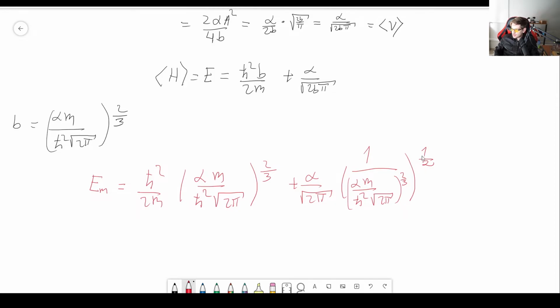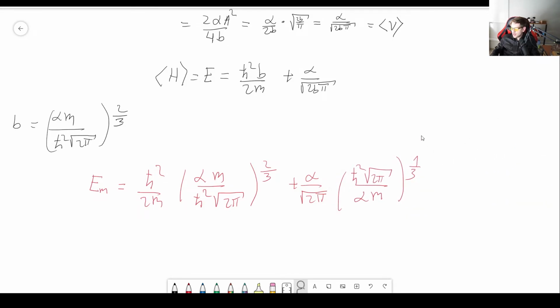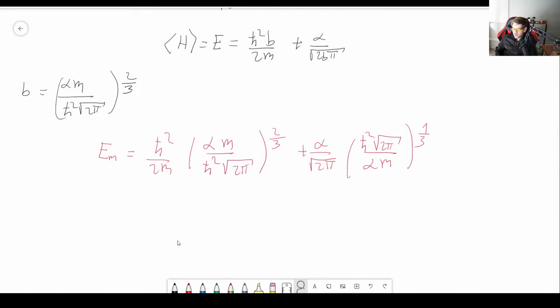So yes, now we have to, of course, apply the 1/2 to the 2/3 in the exponent. So we get 1/3. So it's going to be to the 1/3 power. And now finally, we need to flip this around. So we're going to get h bar squared square root of 2 pi over alpha m to the 1/3. Okay, so now it's time to multiply. I mean, in principle, this is already done, but of course, we want to get an answer that is as simple as possible. So let's multiply through, and then let's see if we can find any similarities at all.